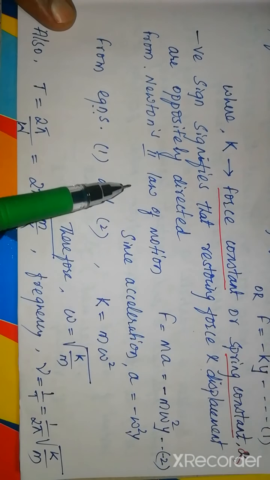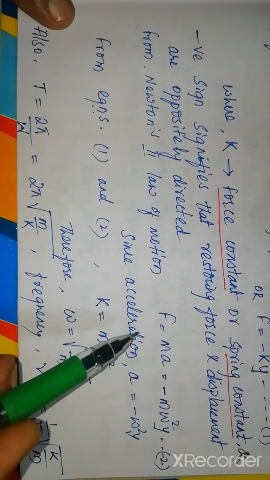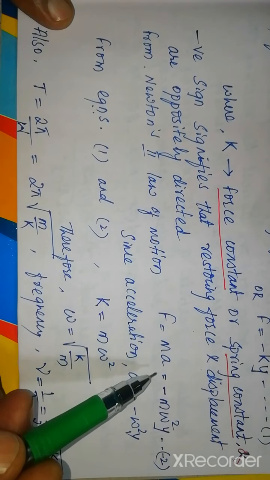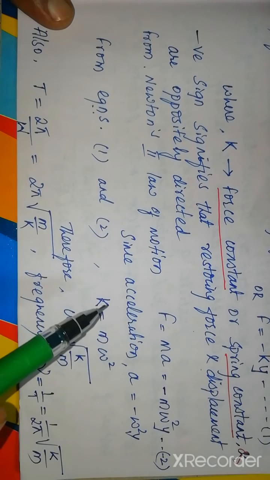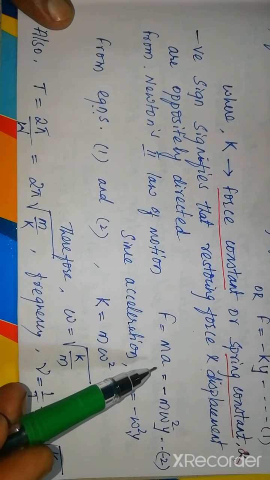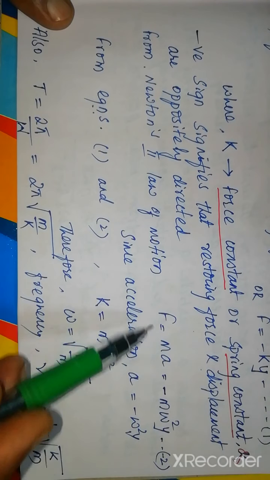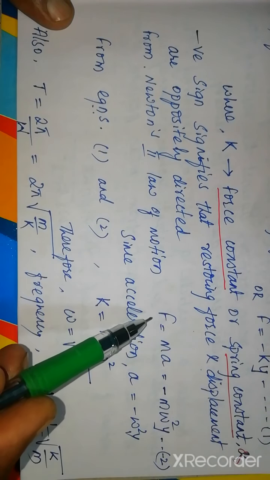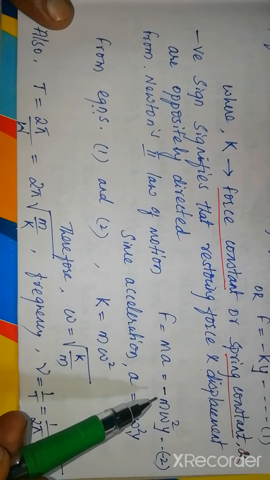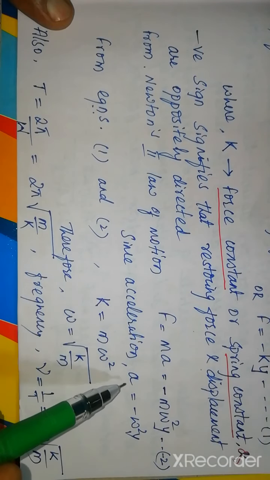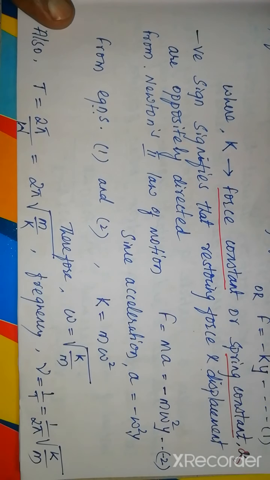From Newton's second law of motion, force equals the product of mass and acceleration, ma. Already you have deduced a relation for acceleration. Acceleration can be written as minus omega square y. Substituting for a, we can write restoring force F equals minus m omega square y, since acceleration a equals minus omega square y.